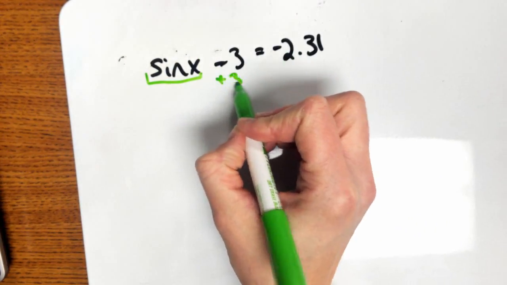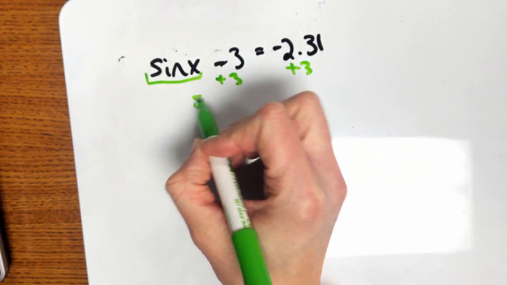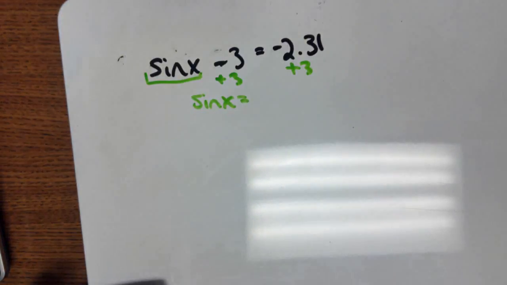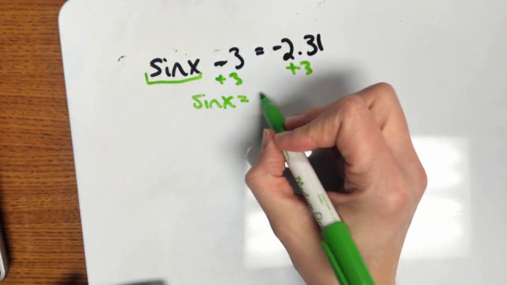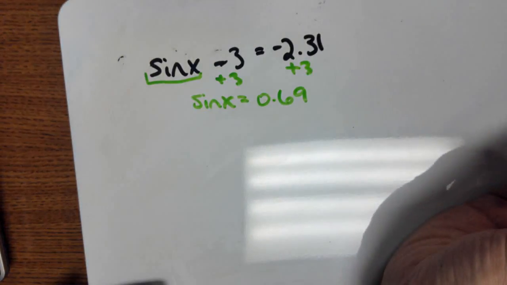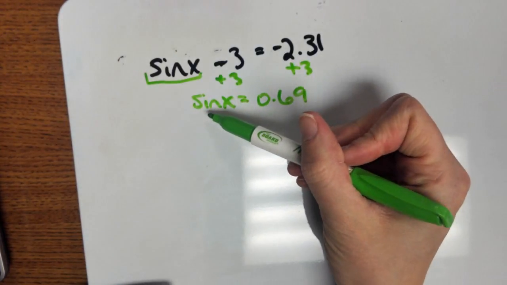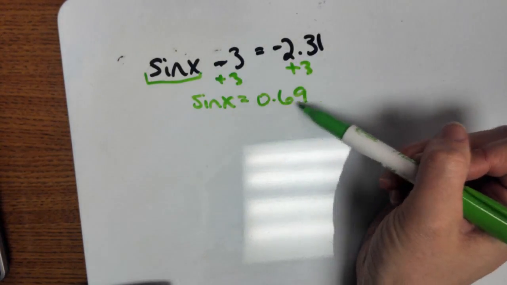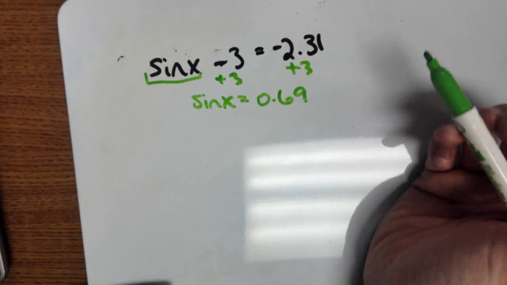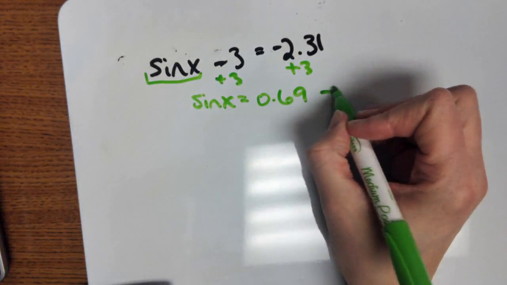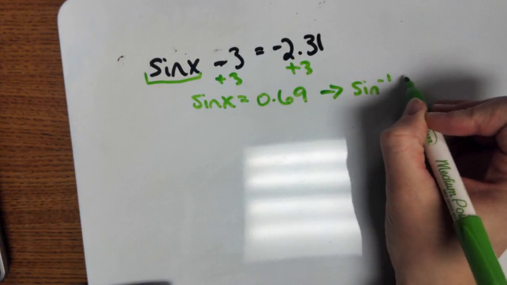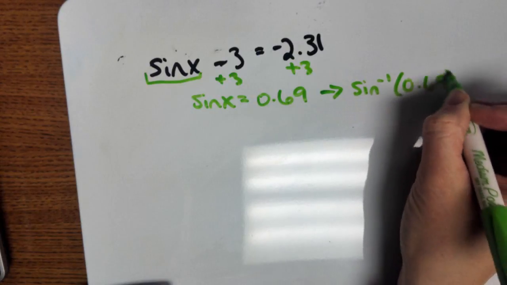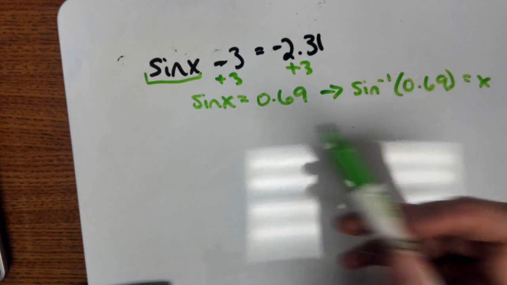So I'm going to add 3, just like you would in a regular linear equation. So sine of x, if we do negative 2.31 plus 3, that's going to end up giving me 0.69. Now this says sine of some angle is going to give me this ratio. This is a ratio, so you could think of it as the same thing as inverse sine of 0.69 is equal to x. These two are equivalent.